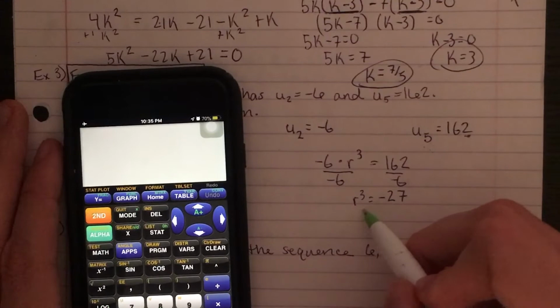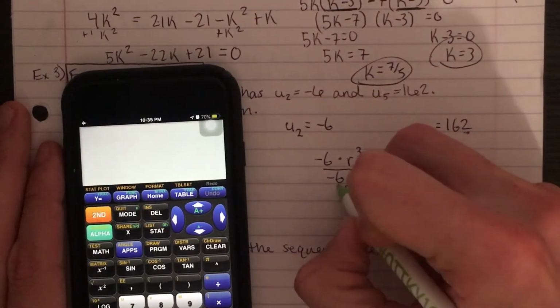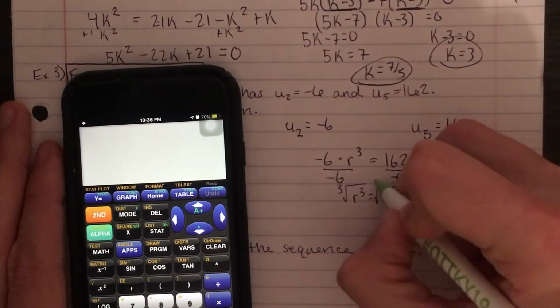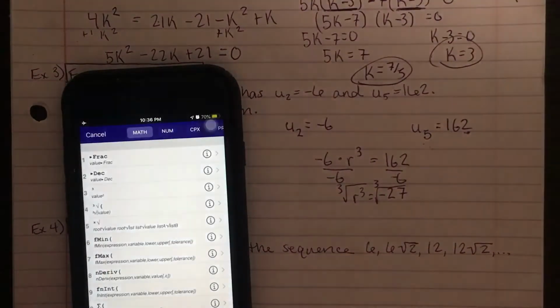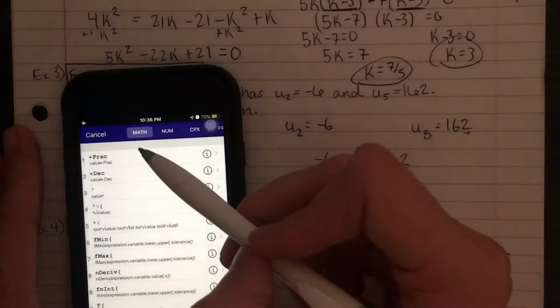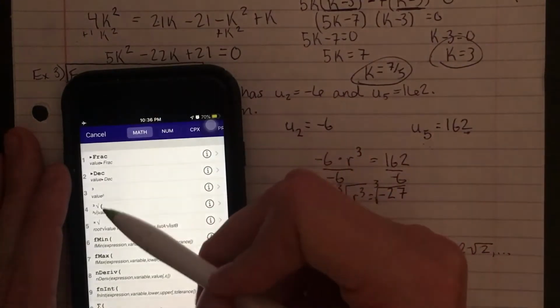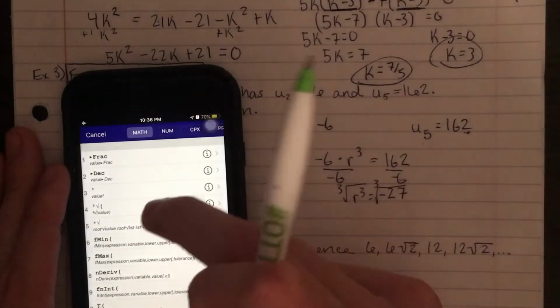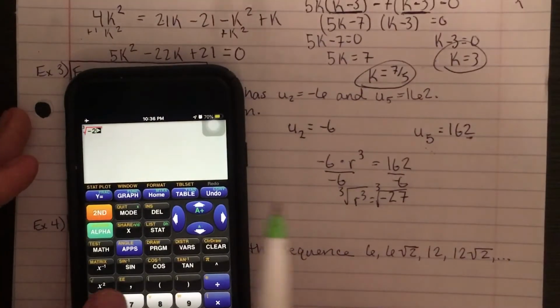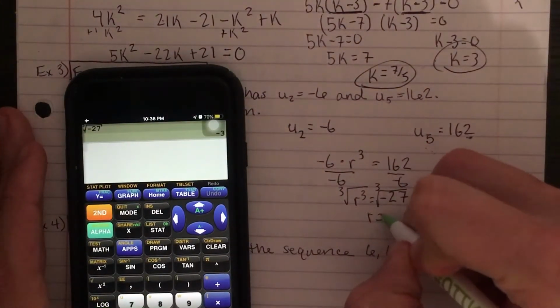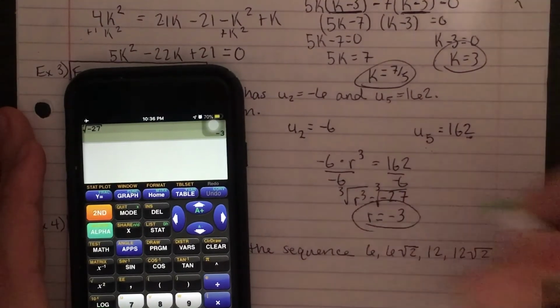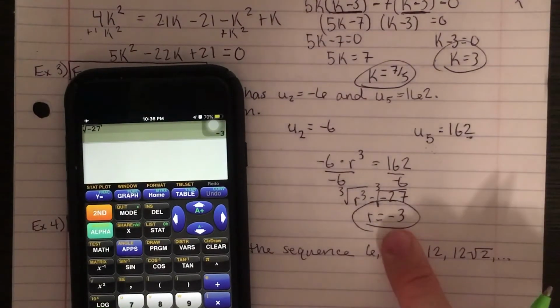Then to solve that, we've got to take the cube root of both sides. And to do that, if you're ever like, man, I can't find something, a lot of times it's stored under math. If you go to math, right where we did the fraction earlier, the fourth option says cube root. We're going to take the cube root of -27. So the rate here that we're multiplying by is -3.